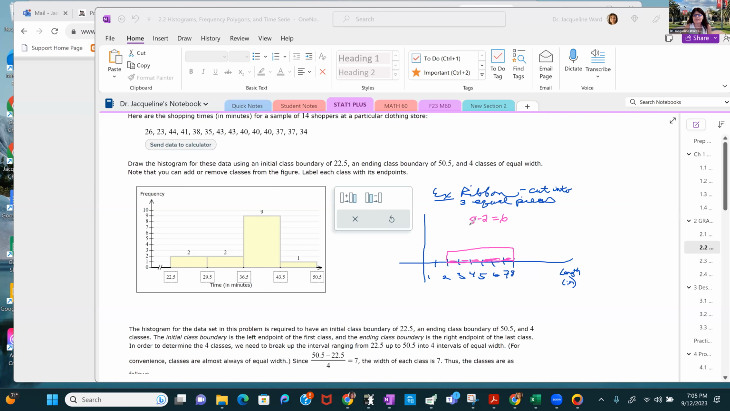So you take that 6 and you divide it by 3. So you have 3 equal pieces. 1, 2, 3. So each one is 2 inches long. Does that make sense?